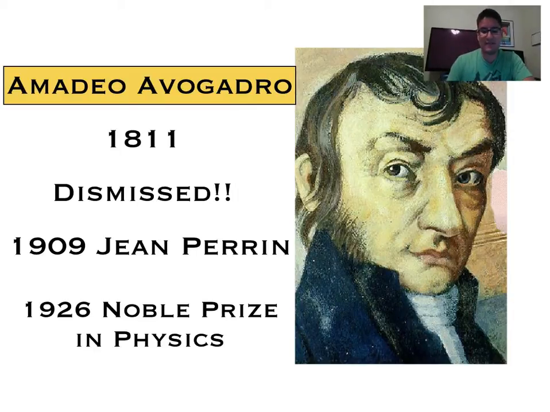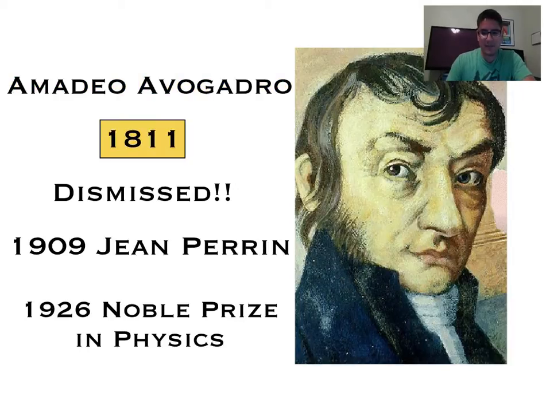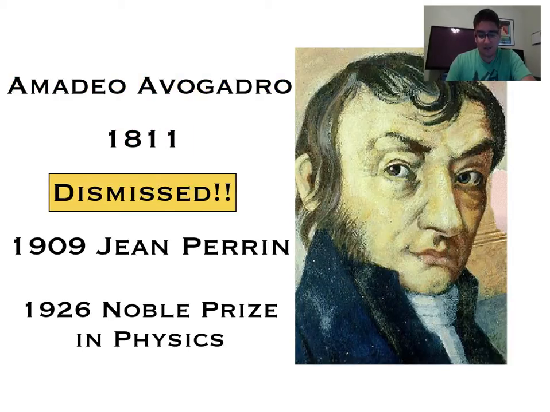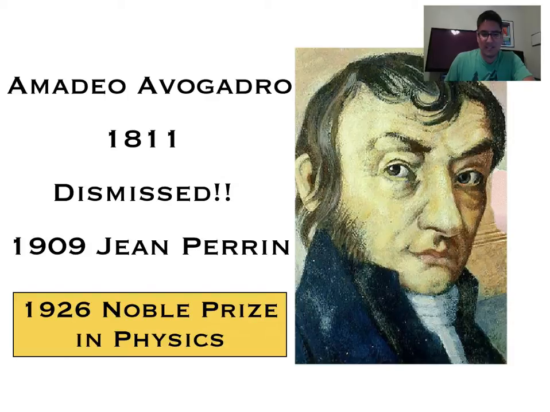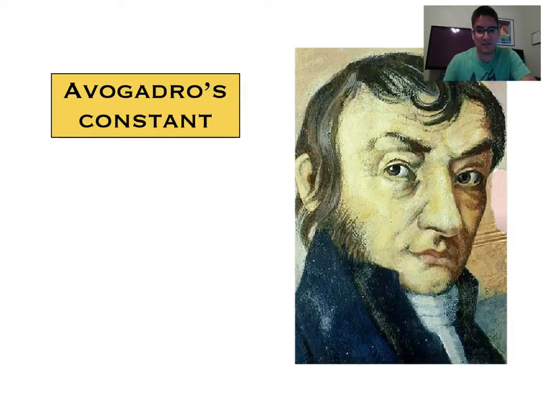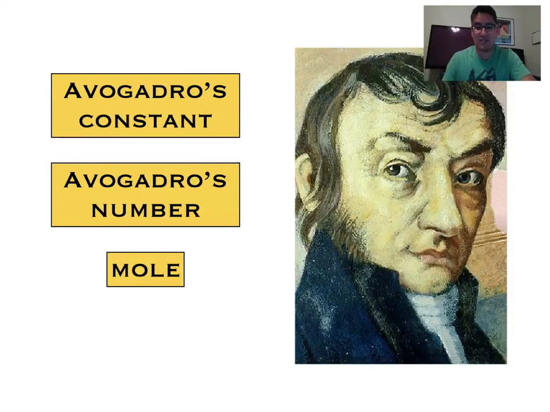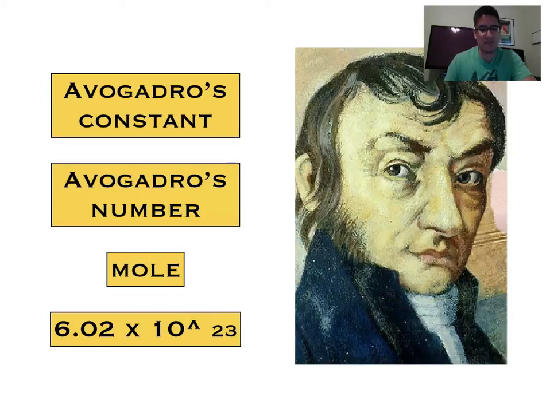this idea was developed by a scientist named Amadeo Avogadro. He came up with this idea in 1811 and was largely dismissed by the scientific community. Up until 1909, where Jean Perrin, a French scientist, used his number to win a Nobel Prize in 1926. And since Avogadro's number was so instrumental in him winning the Nobel Prize, he recommended that number be named after him. And so we call that Avogadro's constant now, or Avogadro's number, which equals a mole, which equals 6.02 times 10 to the 23rd power particles of anything involved.